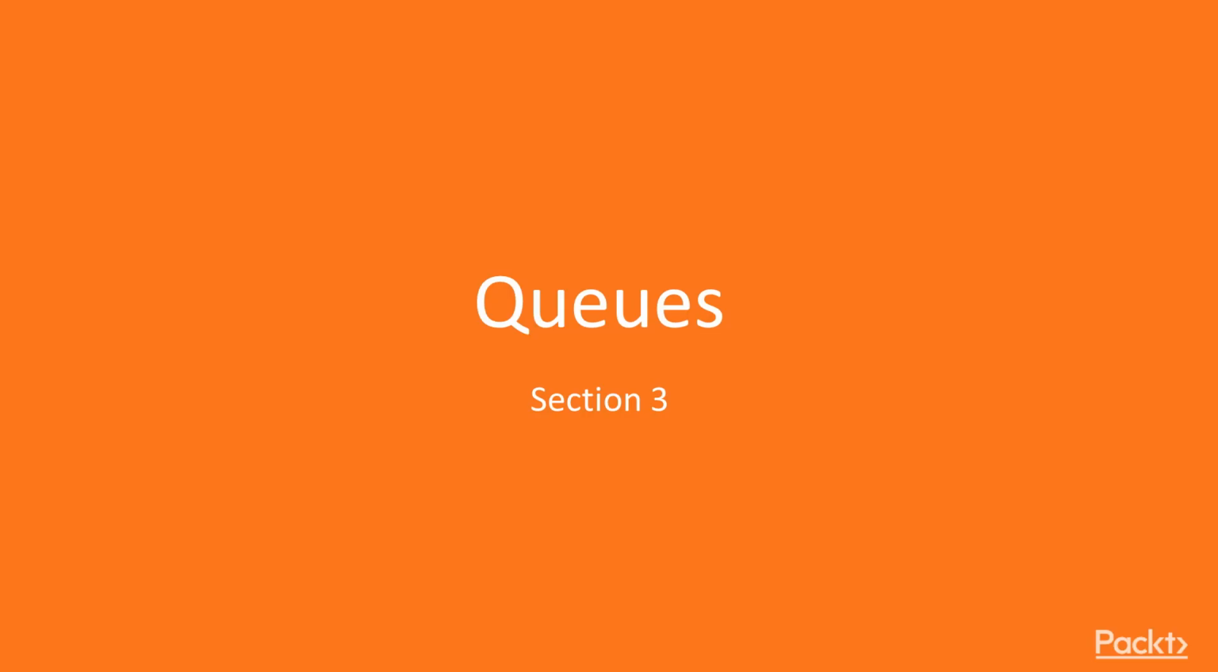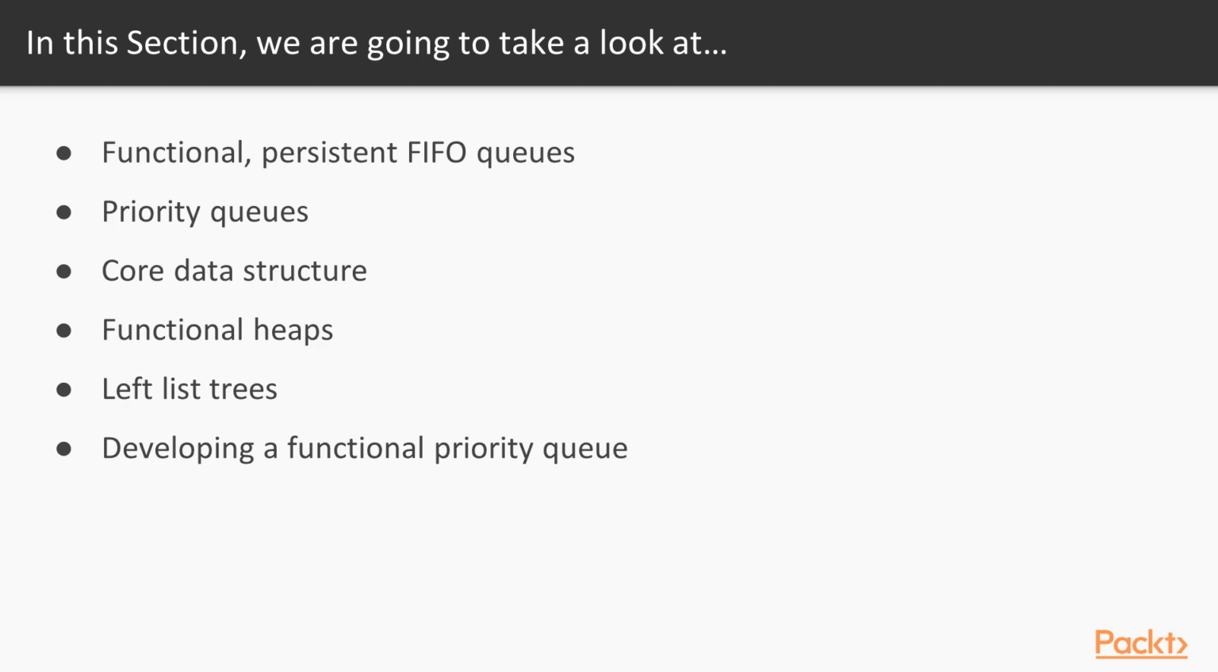Hi, welcome to a new section of this course, queues. In this section we'll look at functional persistent FIFO queues. We'll also look at priority queues, which are implemented using heaps. We'll familiarise ourselves with the core data structure and how it's implemented in the imperative world.